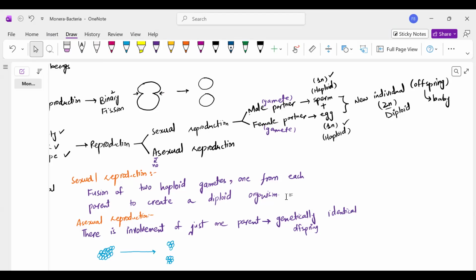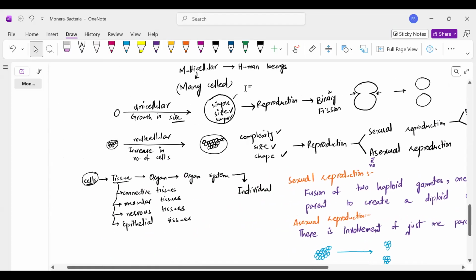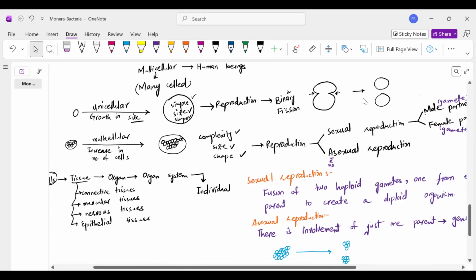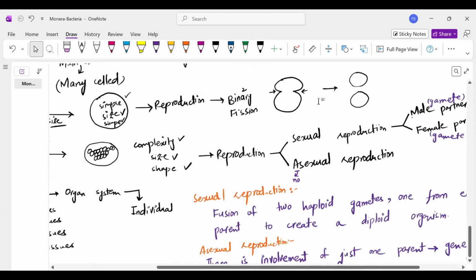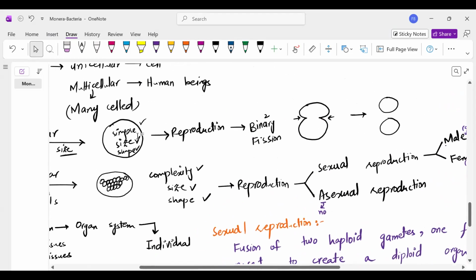Clear? And in unicellular organisms, what type of reproduction is there? Is this sexual or asexual? Sexual. How is it sexual? We just have one cell. It has no, but it gives two binary fissions. Now, binary fission means that one cell is divided into two cells.